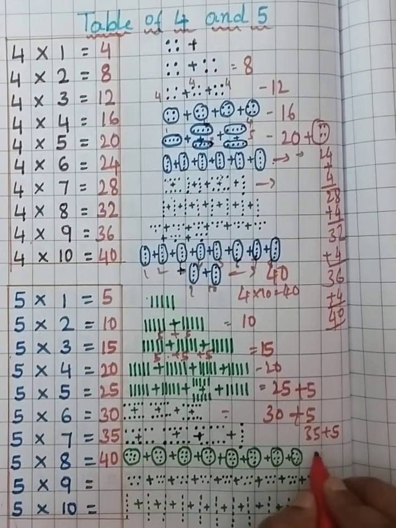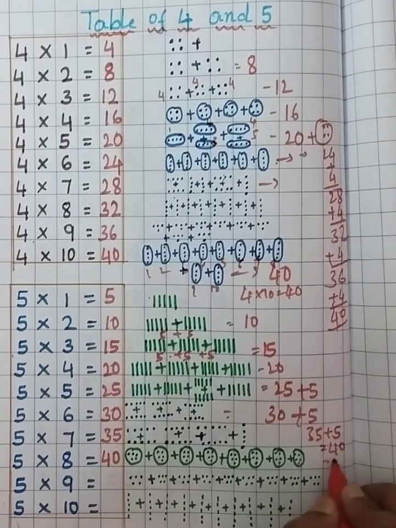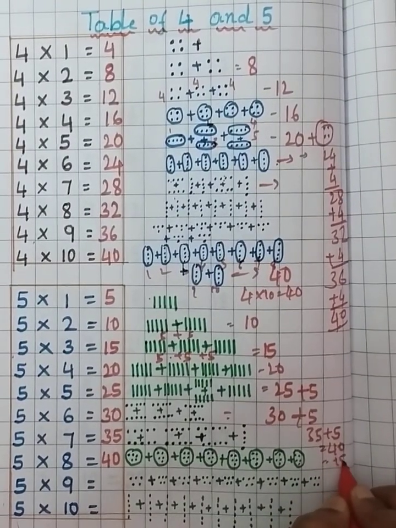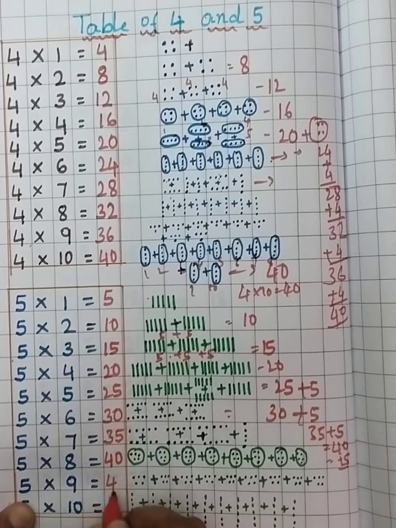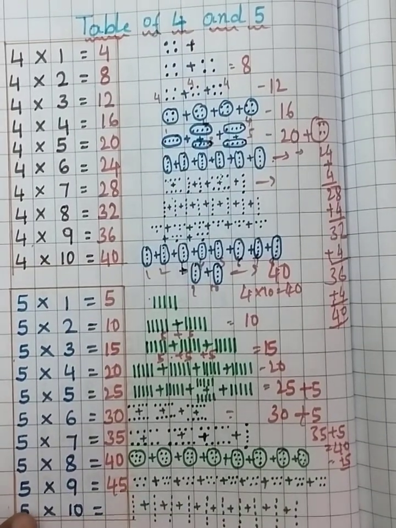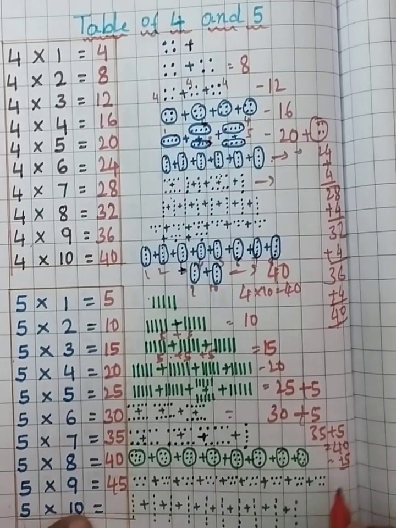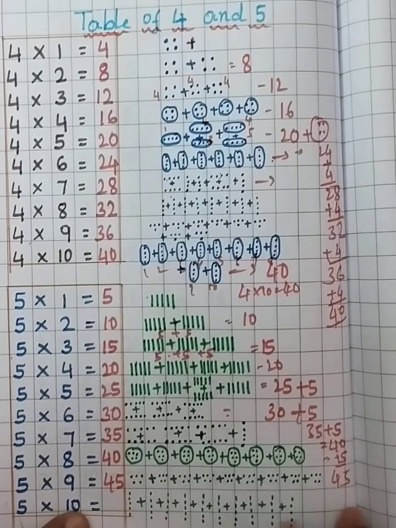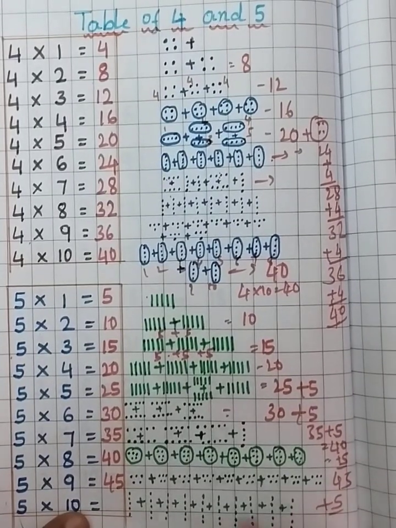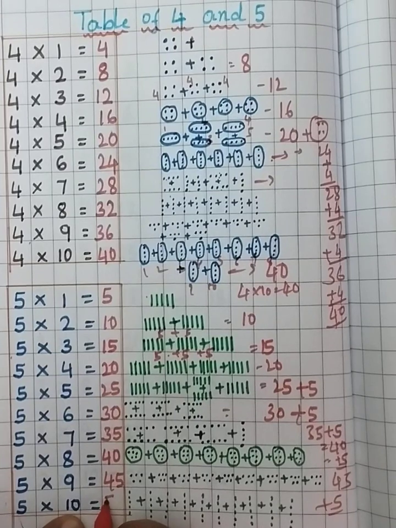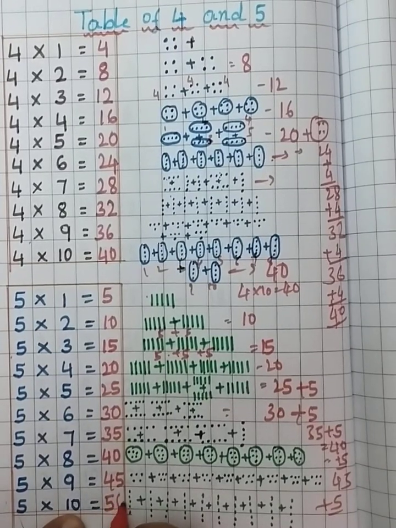5 nines are, for this 40, again we add 5, so that is 45. 5 nines are 45. 5 tens are, again for this 45 we add how much? Again 5, that is 50. 45 plus 5, 50. 5 tens are 50.